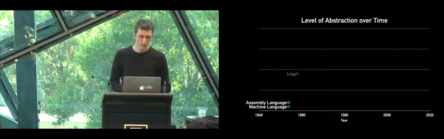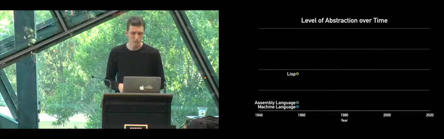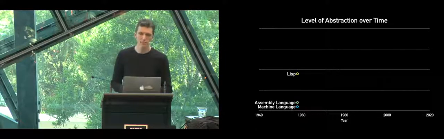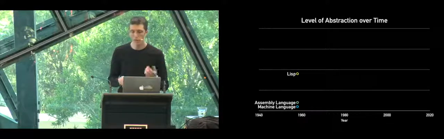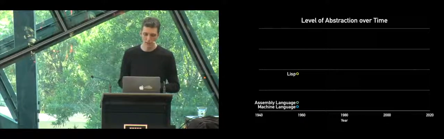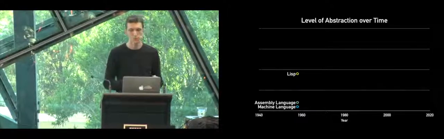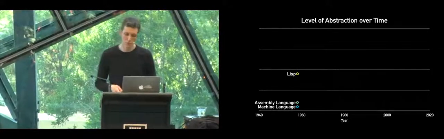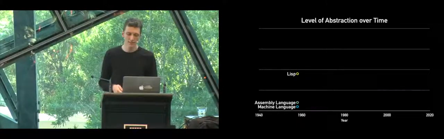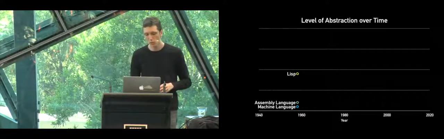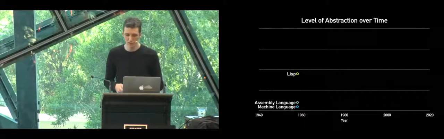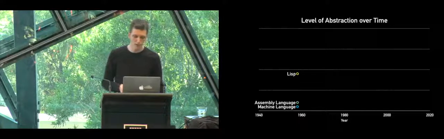Then, a few years later, I believe it was 1958, we got Lisp. And Lisp was much higher level than assembly language. Again, don't worry too much about the magnitude, but I think it's fair to say Lisp was at least 1 or 2 orders of magnitude more abstract than assembly language, which itself was more abstract than machine language. And so I would call this progress.